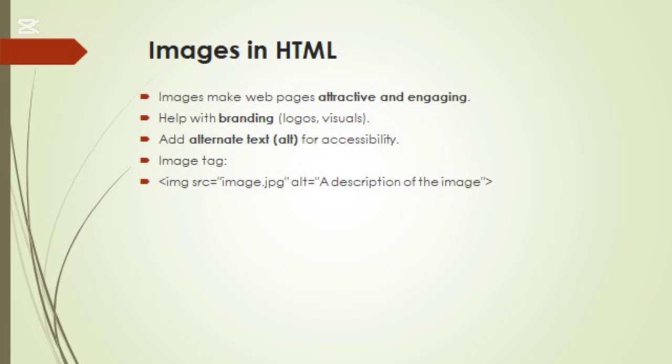In HTML, images are added using the img tag. For example, here I add the source image.jpg. Here src tells the browser the file name or location of the image. Src's full form is source, and alt means alternate text. The alternate text is important because if the image does not load, the text will be shown instead. Also, visually impaired users who use screen readers can still understand what the image is about. So remember, always add an alt description for your image.